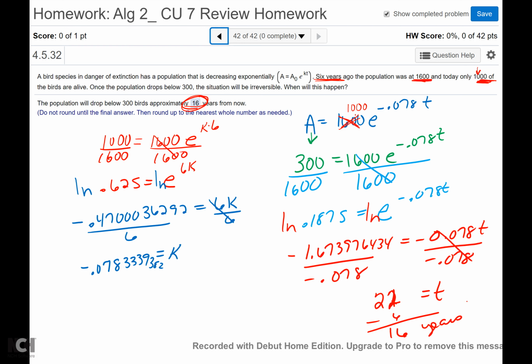Okay, so you don't screw it up as bad as I did. Just remember, this isn't necessarily the initial population. Look at your words. And today, so here's my initial population. This should have been 1,000, not 1,600, and everything would have worked out fine and dandy.